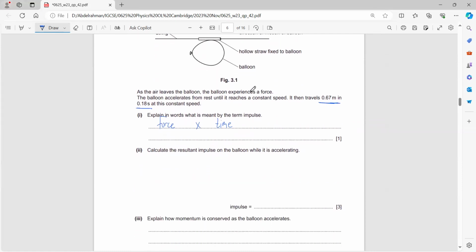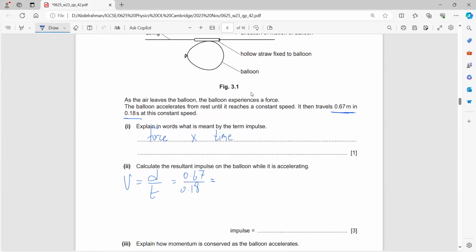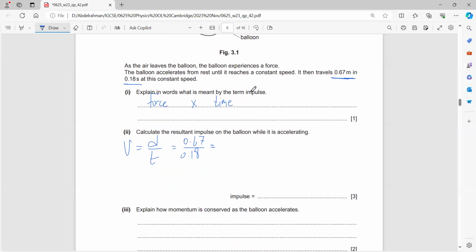It is reasonable to use impulse equals mv minus mu in this equation. V, the velocity, is equal to distance over time. The distance is 0.67 divided by the time, which is 0.18. Can someone find the velocity? 0.67 divided by 0.18 is 3.7 meters per second.